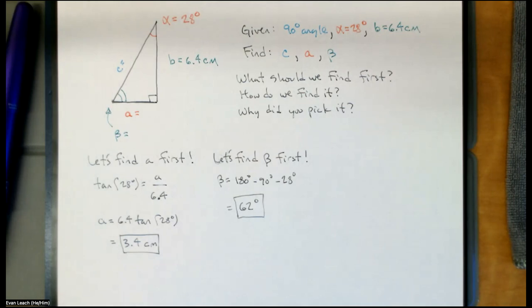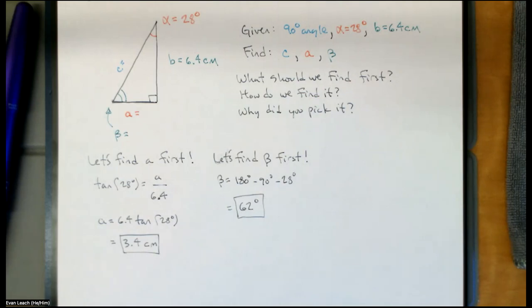Who else found A first? That was a less popular choice. That's fine. Did anybody find C first? One person found C first. See, it's hard when there's a big popular choice, like finding beta first. They're like, oh, did I do something wrong by finding A or C first? How could we find C first?